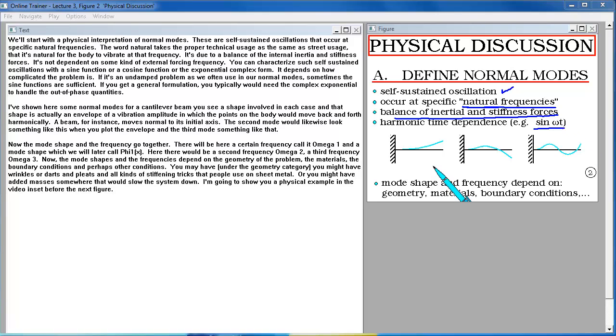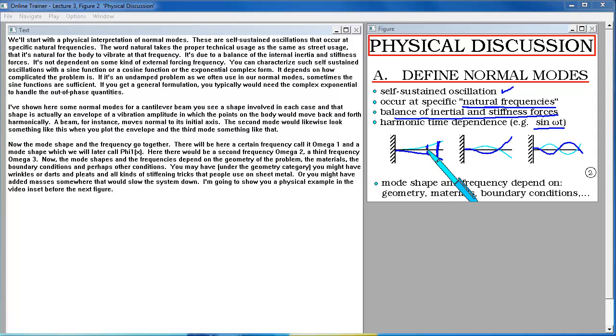I've shown here some normal modes for a cantilever beam. You see a shape involved in each case, and that shape is actually an envelope of a vibration amplitude in which the points on the body would move back and forth harmonically. A beam, for instance, moves normal to its initial axis. The second mode would likewise look something like this when you plot the envelope, and the third mode something like that. Now the mode shape and the frequency go together.